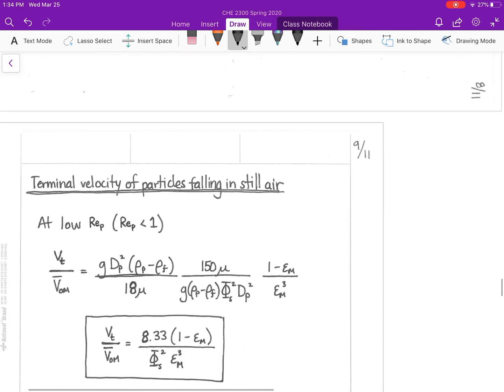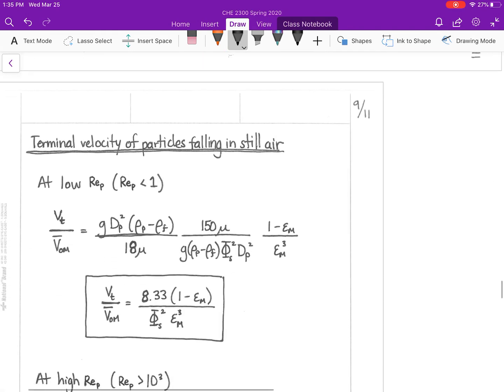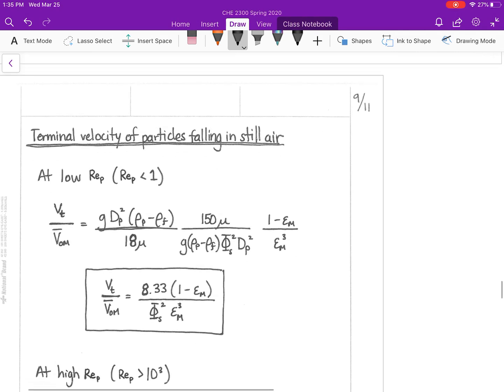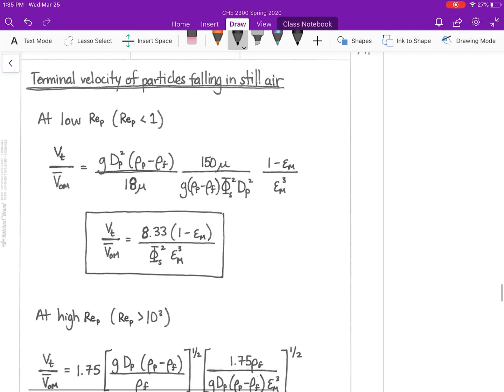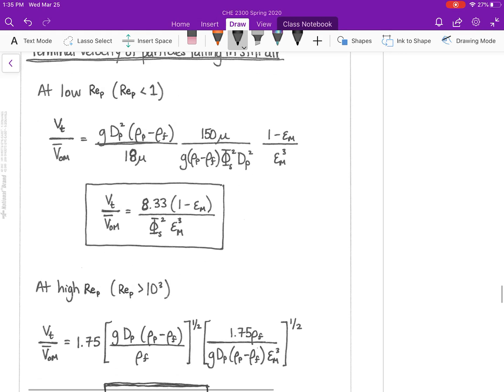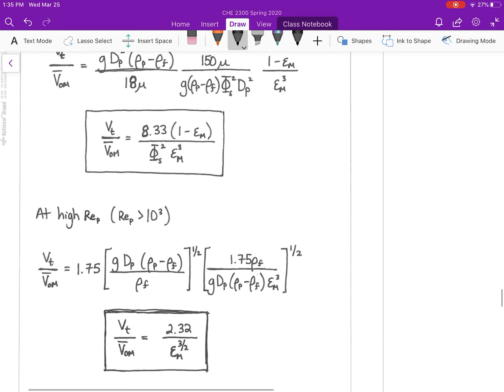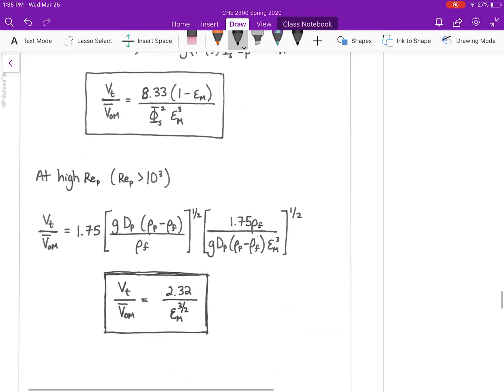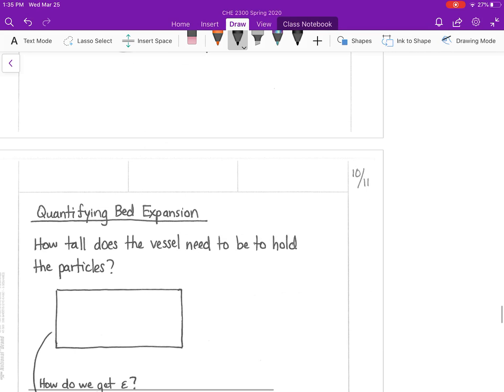Let's keep rolling. So terminal velocity, I'm not going to talk about this at all. You're not going to have to calculate anything related to this on an exam. It's here for you if you want to reference it at any point. But again, I'm not going to focus or spend much time on this at all.